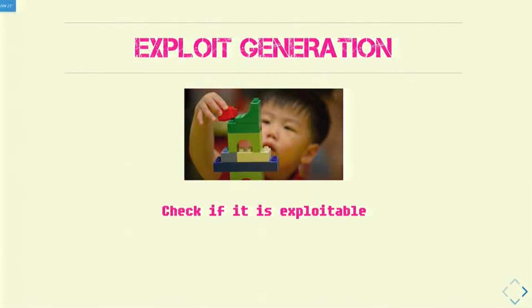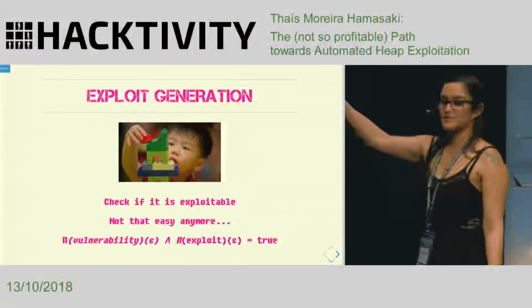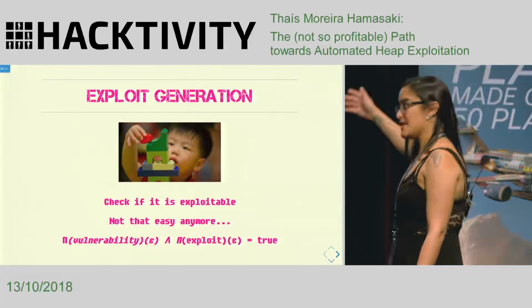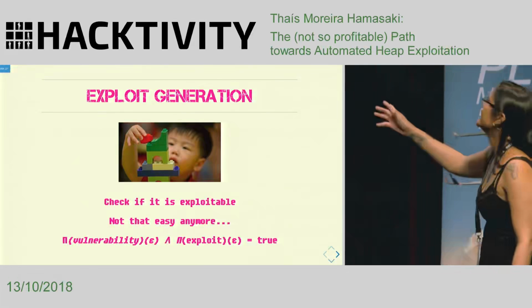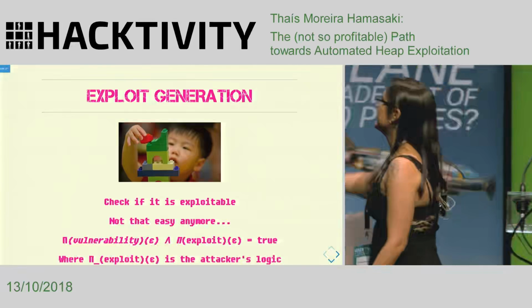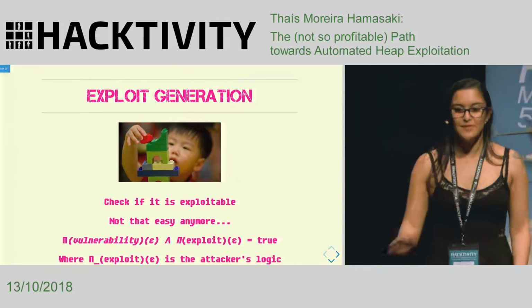The second step, the logical step of it, would be to check if it's exploitable, because if it's not, I don't care. So that was not that easy. I defined it again, what that means. I thought, if you have something that is vulnerable, like we defined before, and we can write an exploit function that works with the same input, that means, OK, that's exploitable. So that's how I defined the exploit later.